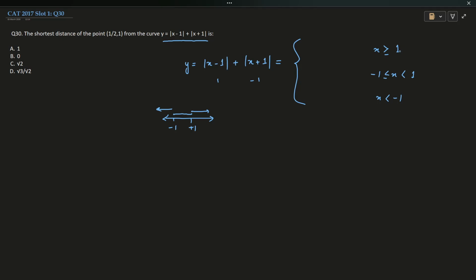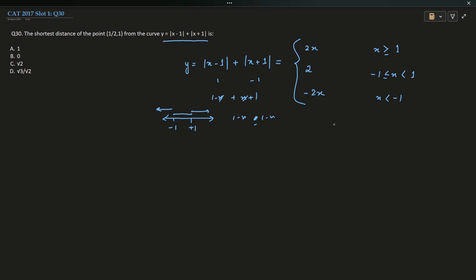Now when x is greater than or equal to 1, both of the mods will open with positive sign, so I will get 2x. When x lies between minus 1 and 1, the first will open with negative, so 1 minus x, and this will open with positive as well. x will get cancelled, so I will get 2. And when x is less than minus 1, both will open with negative, so I will get minus 2x.